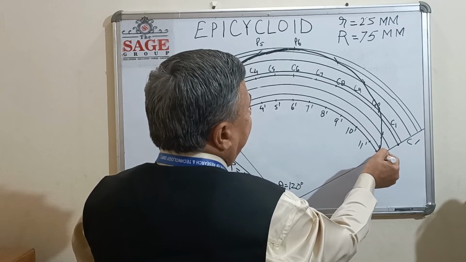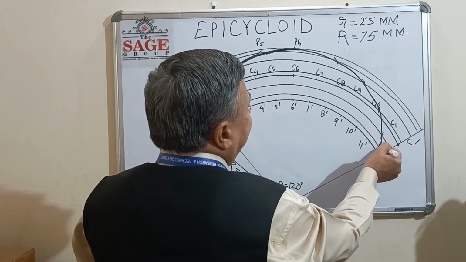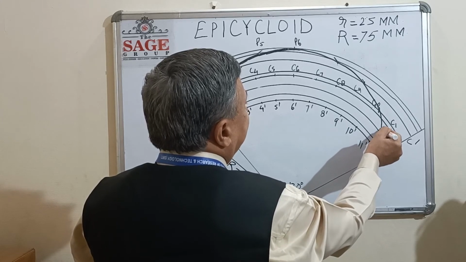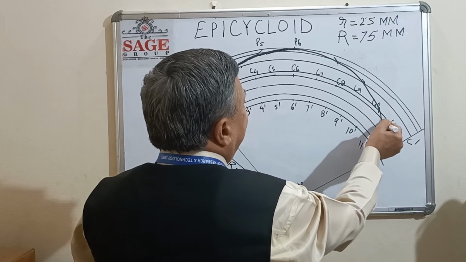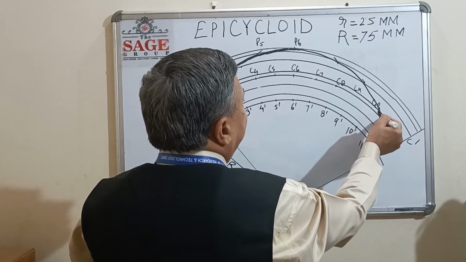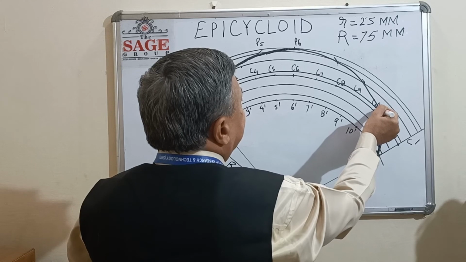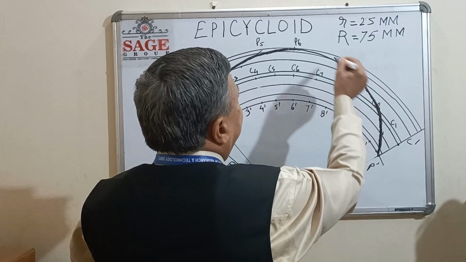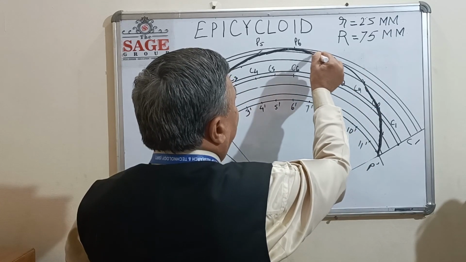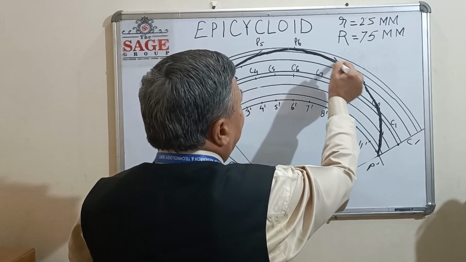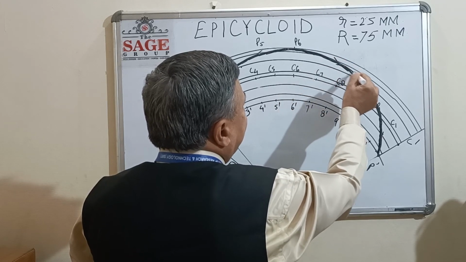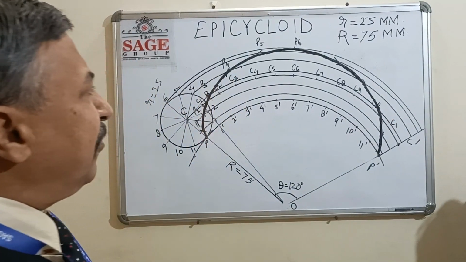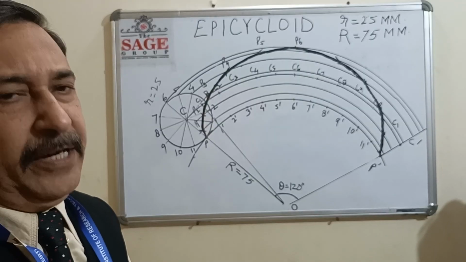So remember the definition of epicycloid, that is a rolling circle rolls along the circumference of the directing circle. The diameter of the directing circle is given and the diameter or radius of the rolling circle is also given. Okay. So this is our epicycloid.